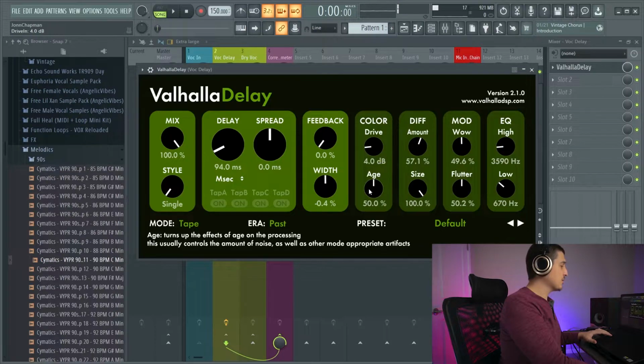We'll change the age. This isn't something you'll necessarily see in all delays or most delays for that matter. But this is going to change the sound of this distortion or color. And so I want to change it to try and suit my needs better.